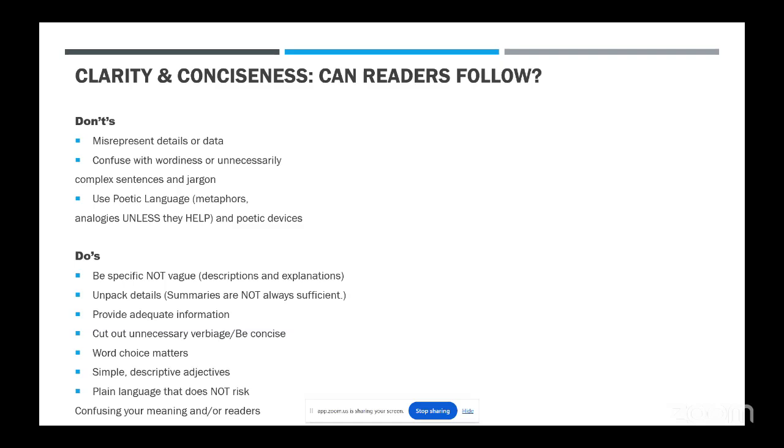Again, you don't want to alienate your readers. And the last one is plain language. That goes back to what we said before. You do not have to always use complex or compound sentences. Plain language that does not risk confusing your meaning, because sometimes we could use words whose meaning completely escapes the reader. So plain language is okay to use. It does not have to be complicated. Again, remember, can your readers follow what you've written?